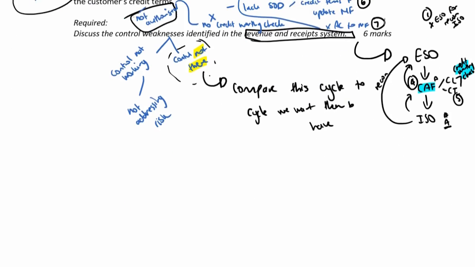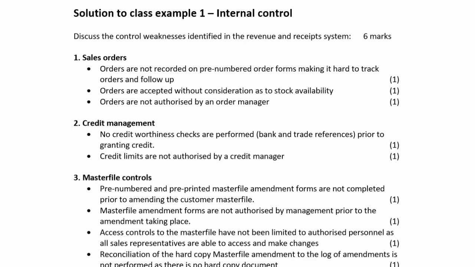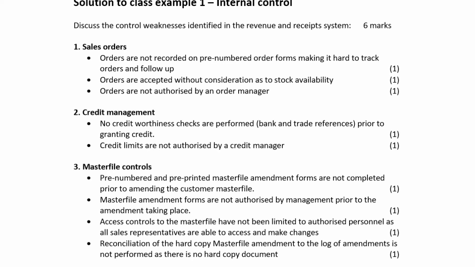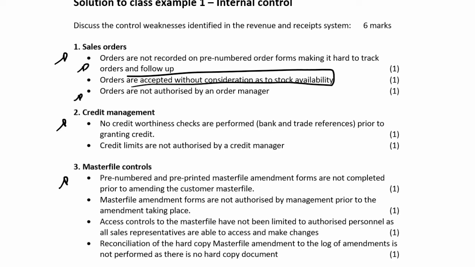So let's go and have a look at the solution quickly, just so you can see how it's been laid out. Discuss the weaknesses. So they've gone and split it into the process, the order, credit management, and the master file controls. You don't have to, guys. That's just a nice way to make sure you address each concern. But as long as you're putting down the concerns and enough of them, you're going to get your mark. So orders are not pre-numbered, they're not authorized, and orders are not considered in terms of stock availability. So they don't go and check that they've got what they need for that order.